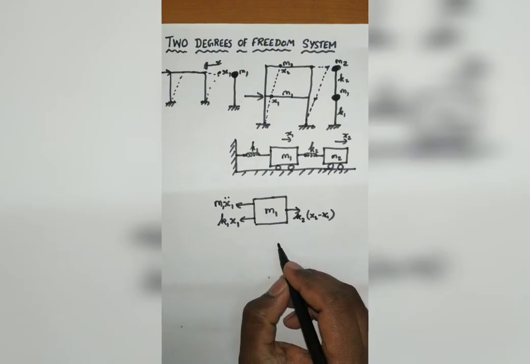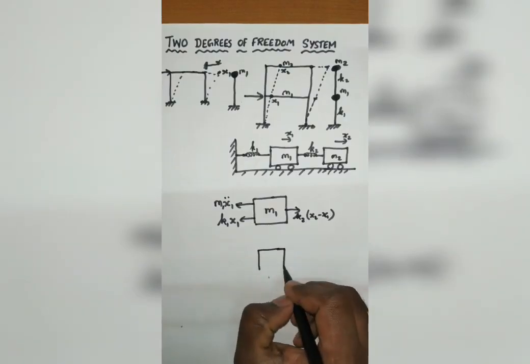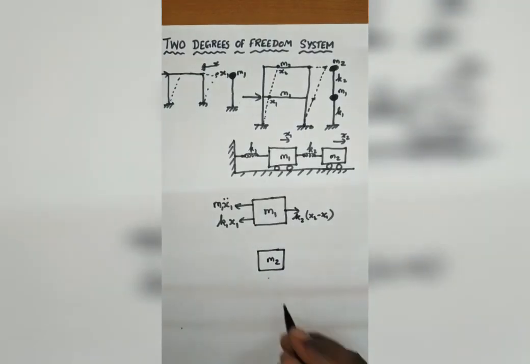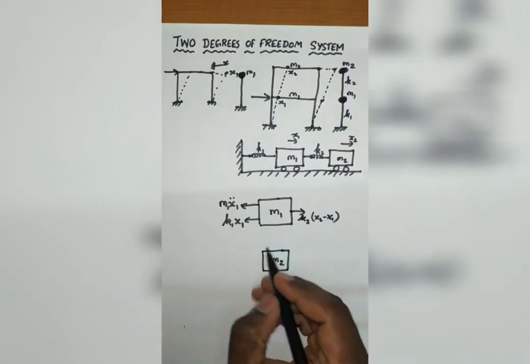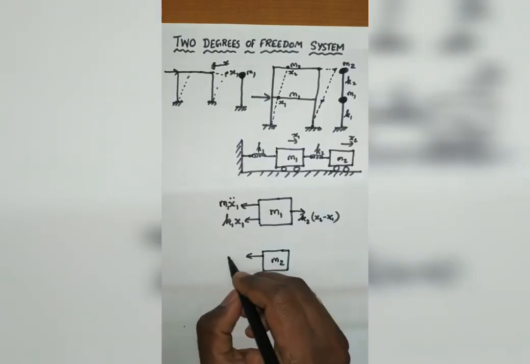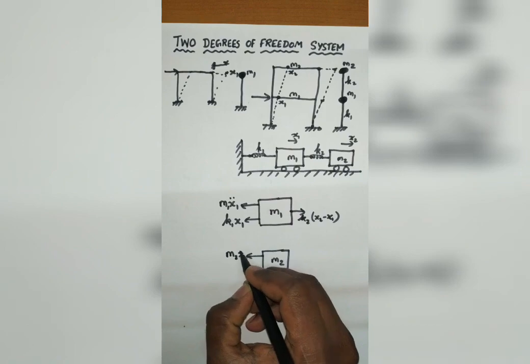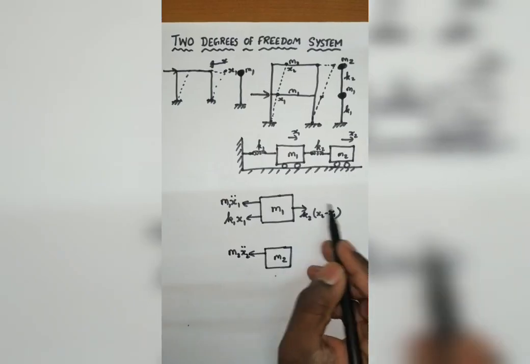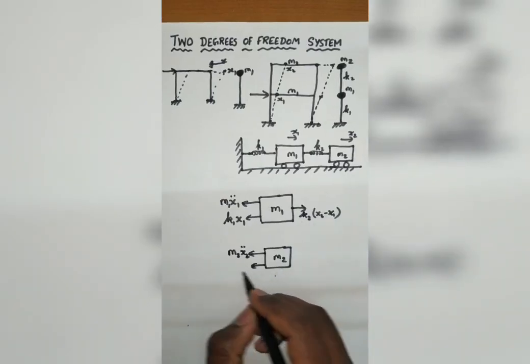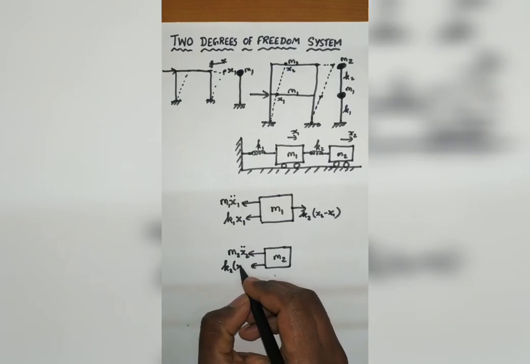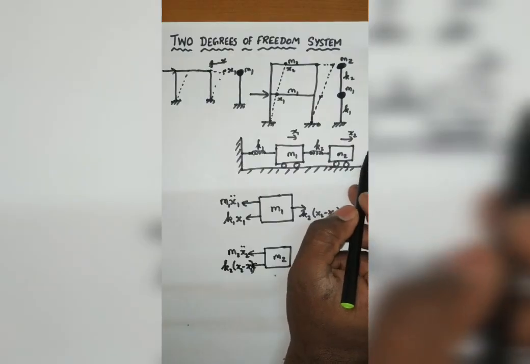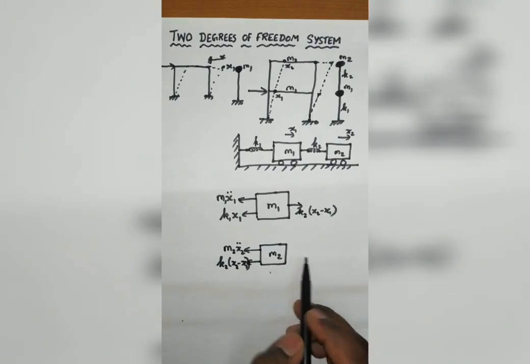So if I take M2, we want to draw the free body diagram. Obviously there will be some inertia force for this mass M2, that is M2 x2 double dot, and I'll be having this stiffness. The stiffness will be the same as this one, that is K2 of x2 minus x1, and this position is free. There is no external force or anything here. Because of that, I won't have anything here at the right side.